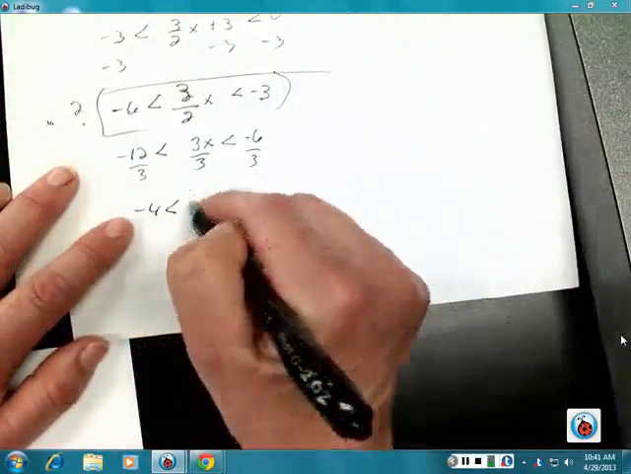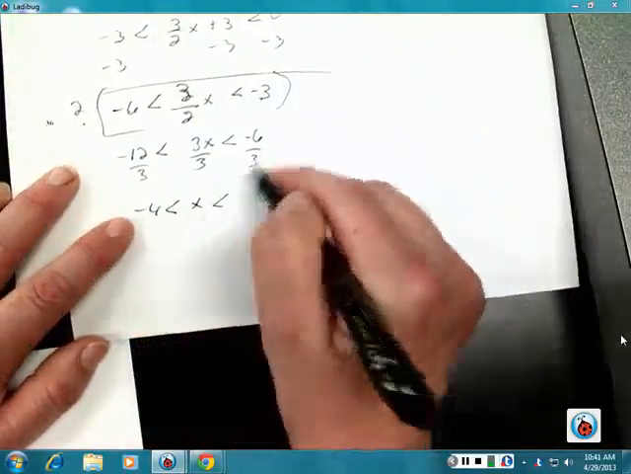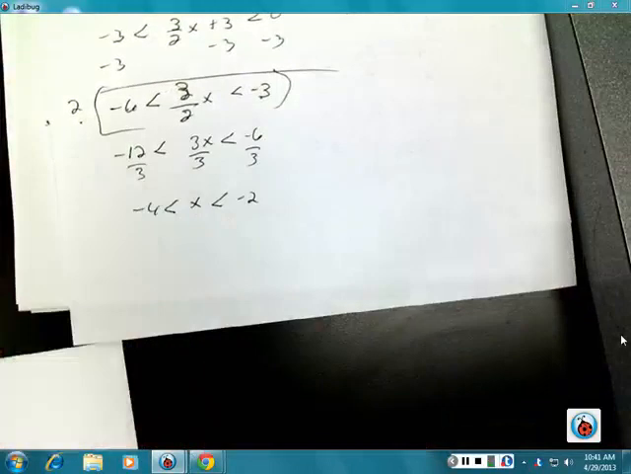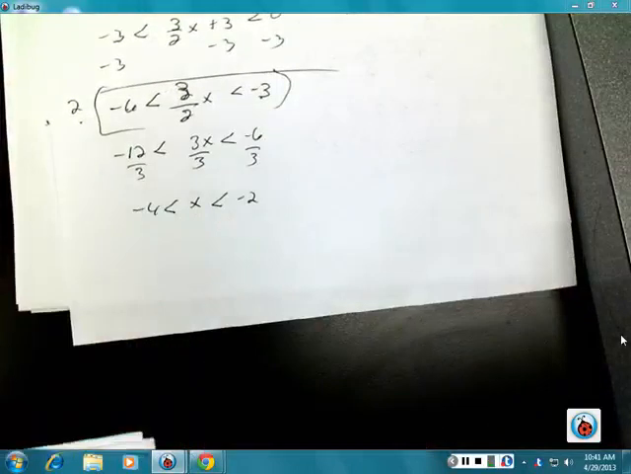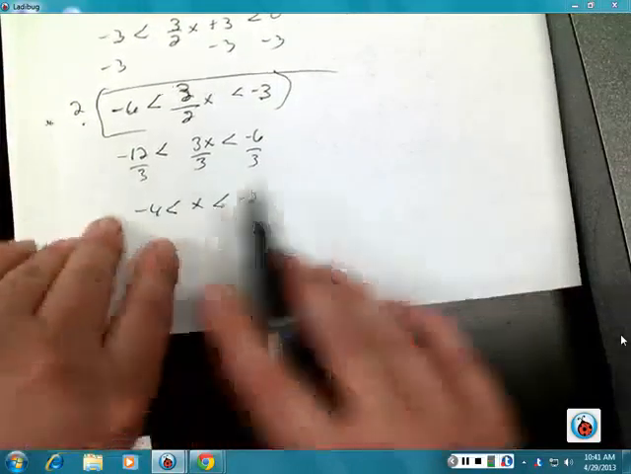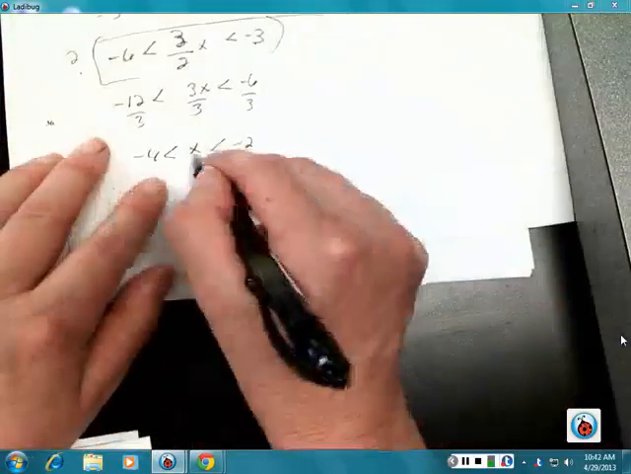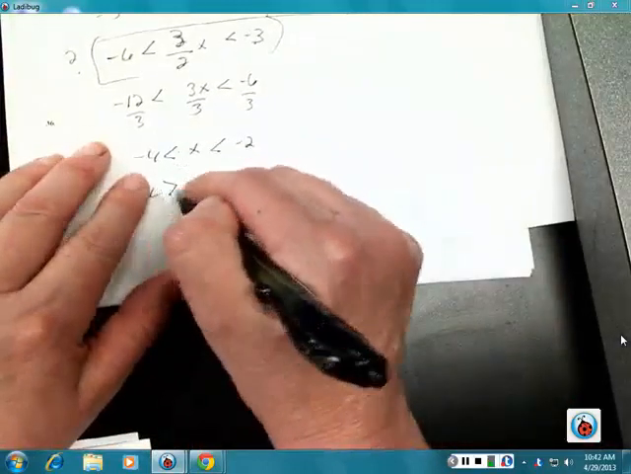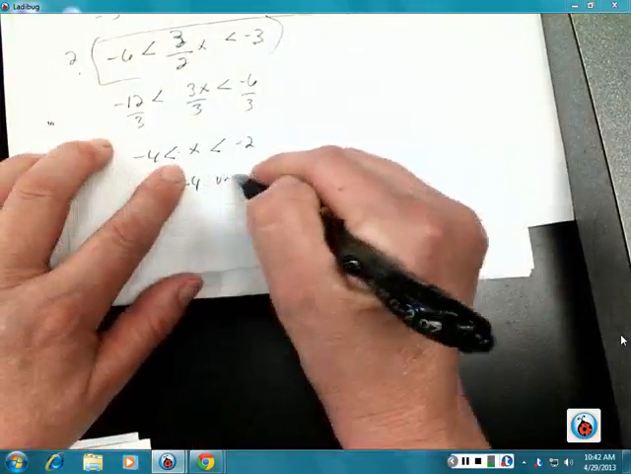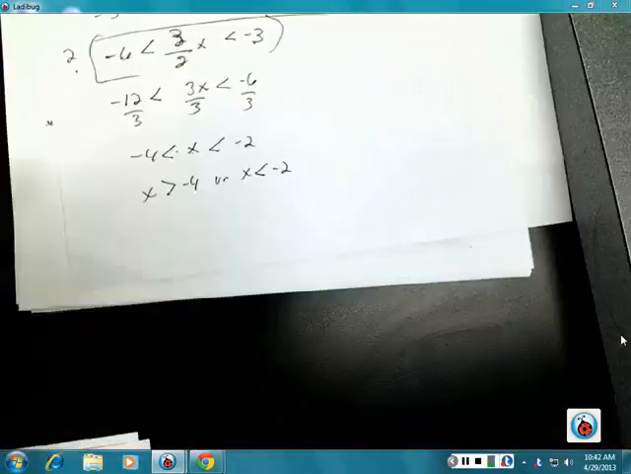So negative 4x is less than negative 2. And so there's no equals. So when I graph this, I need to reverse it. So x is greater than negative 4, or x is less than negative 2. And so if I stick it on my number line, whoops, what?